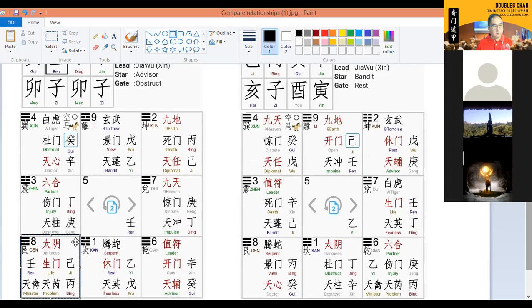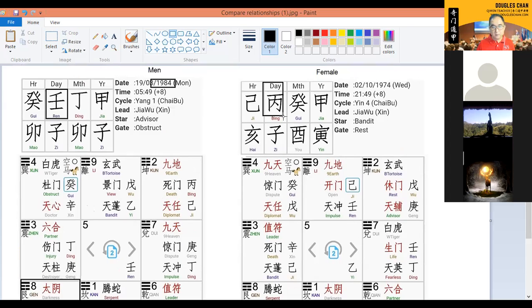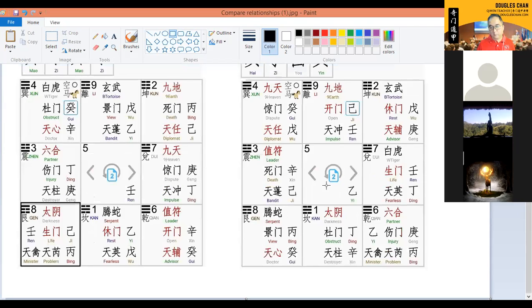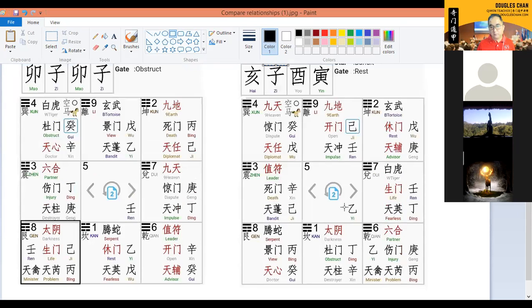So my idea now is this. I want to see if this lady is compatible with this guy, basing on the perspective of the guy. So what we need to do is find the female. The female is over here, which is Bing. 1974 already. So she will be in stage 2. Where's the Bing? How can I find the Bing? Box 8.